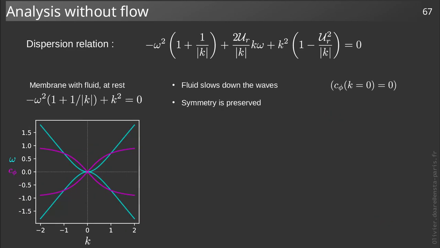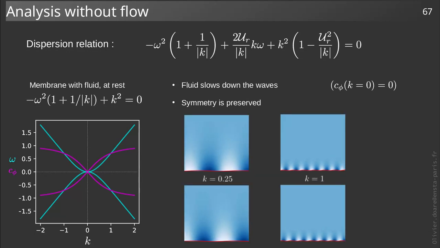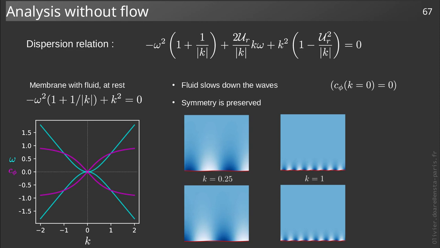Let us now consider the case of an interaction with the fluid at rest, that is, UR equals 0. The added mass effects come into play, and it is larger when the wave number is small. The term in 1 over the absolute value of k tends even to infinity when k tends to 0. The frequency no longer follows a linear law, and the phase velocity tends to 0 for k tends to 0. The upstream and downstream waves have the same phase speed but are slowed down.